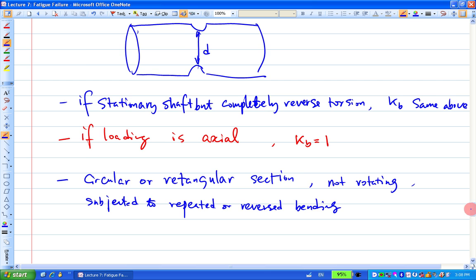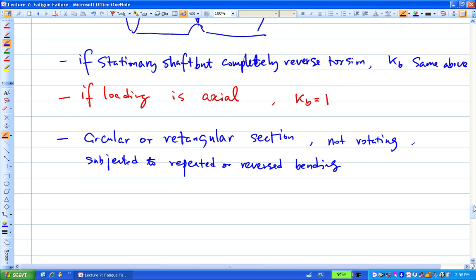So this is another situation here. Here's a circular shaft. It's not rotating, and you're basically bending it up and down, completely reversed, like this. Maybe the cross section is rectangular. This working condition is absolutely different from the lab condition, so we have to change this KB here.